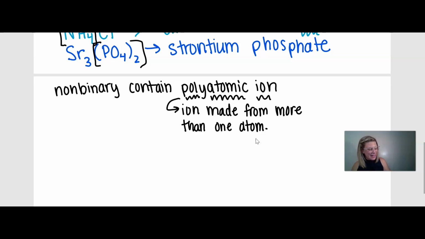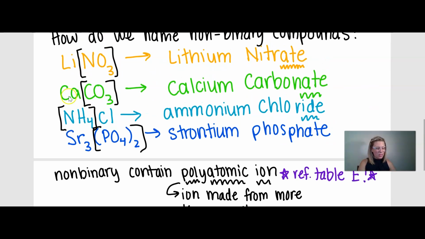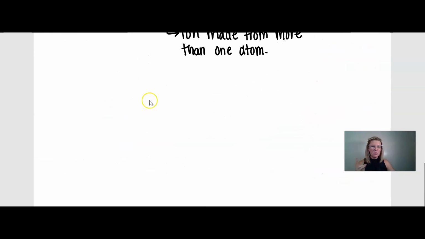All of these polyatomic ions are actually found on reference table E. And it is truly awesome because they are literally all right here for you. They give you the names, they give you the charges, and it makes your life a lot easier. So let's talk about now, we have these formulas, we go to name. Let's talk a little bit about going from name to formula.